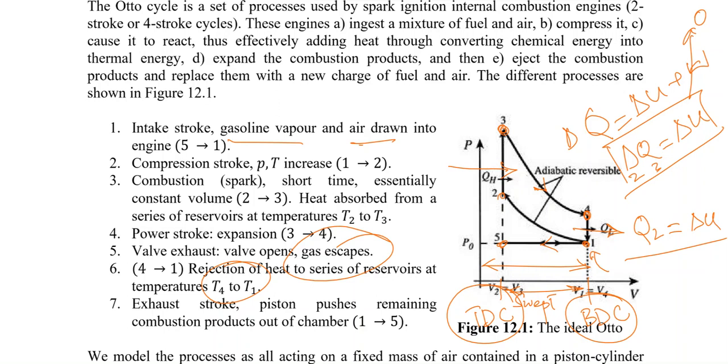So from 1 to 5 there would be an exhaust stroke. So we have got 4 strokes: the intake stroke from 5 to 1, the compression stroke from 1 to 2, then we have got the combustion, then the power stroke from 3 to 4, in which we are getting the power out of the system, then we have got the heat transferred out of the system, and then the exhaust stroke from 1 to 5. And 4 processes: from 1 to 2 we have got the adiabatic compression, from 2 to 3 the constant volume heat addition, from 3 to 4 the adiabatic expansion, and from 4 to 1 the constant volume heat rejection.